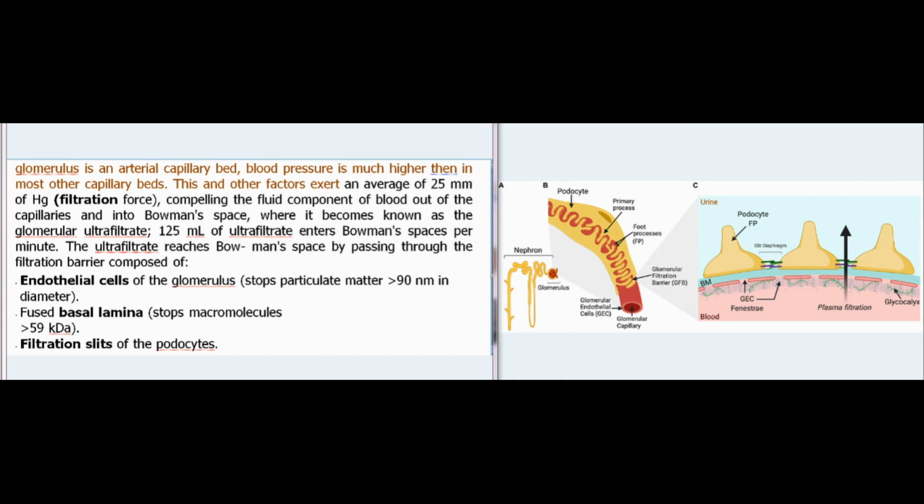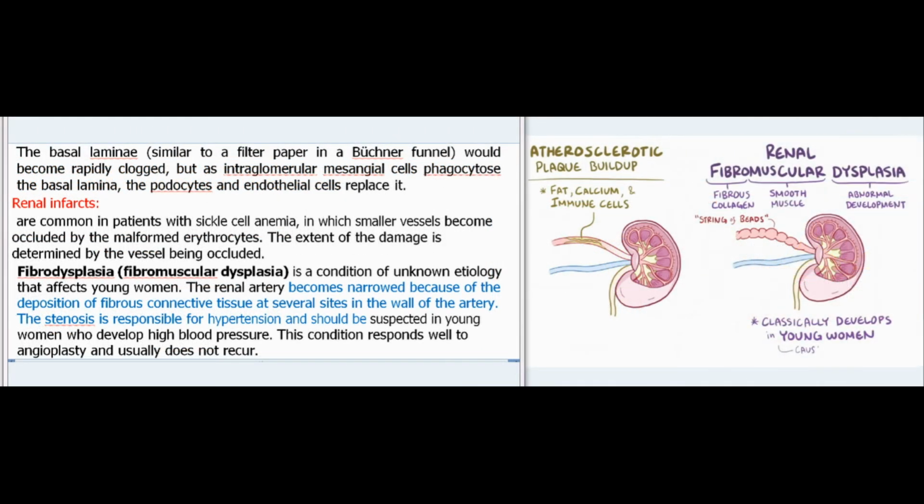The ultrafiltrate reaches Bowman's space by passing through the filtration barrier composed of: endothelial cells of the glomerulus, which stop particulate matter greater than 90 nm in diameter; the fused basal lamina, which stops macromolecules greater than 59 kDa; and the filtration slits of the podocytes. The basal laminae, similar to a filter paper in a Buchner funnel, would become rapidly clogged, but as intraglomerular mesangial cells phagocytose the basal lamina, the podocytes and endothelial cells replace it.